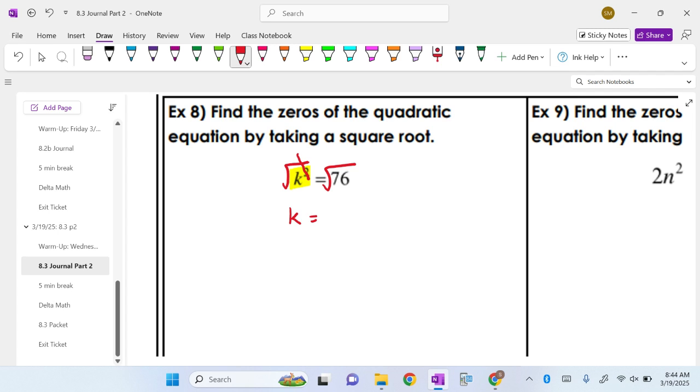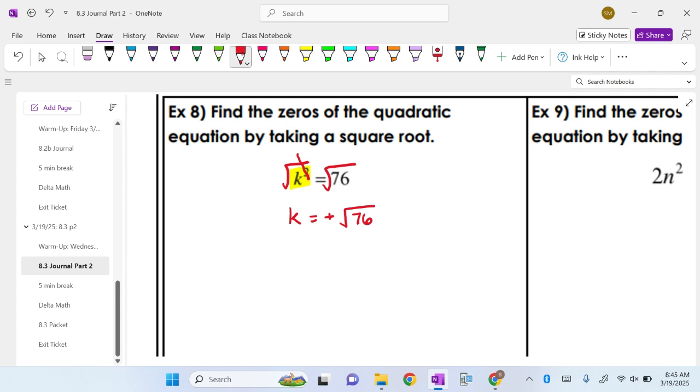Now, do you think 76 is a perfect square? Meaning it has a nice number when you take the square root of it? You sure? No, it'll give you a really weird decimal. So we would leave our answer as the square root of 76, but we always got to slap a what in front of it?